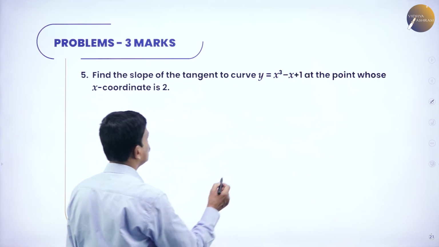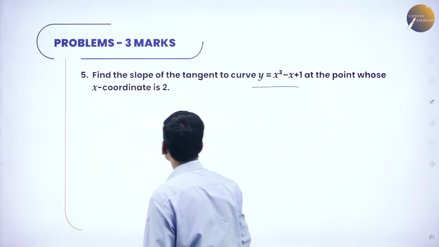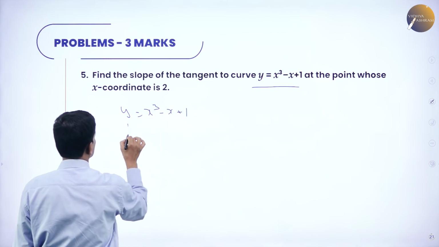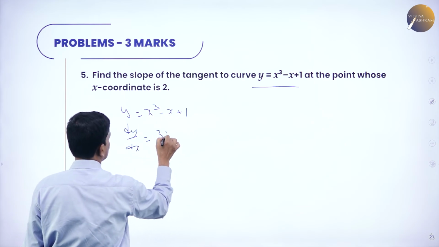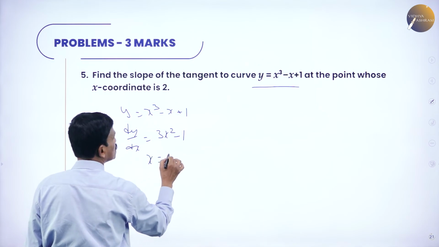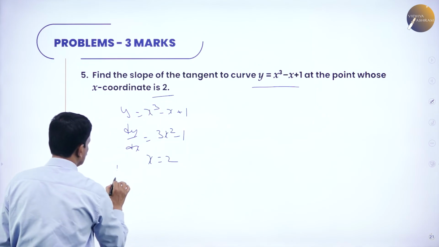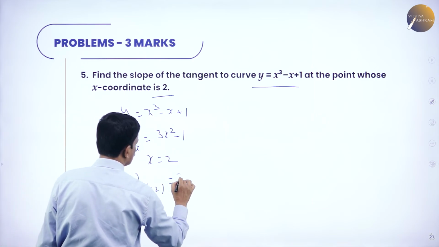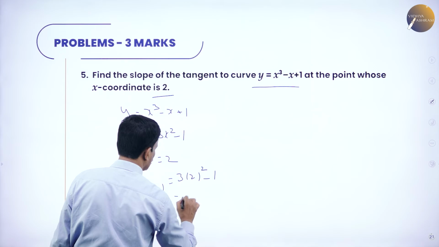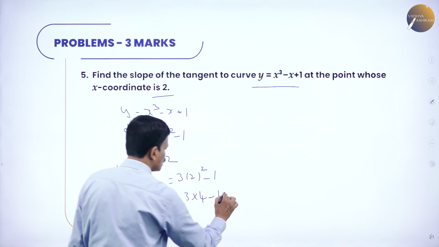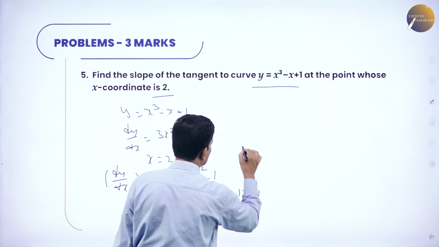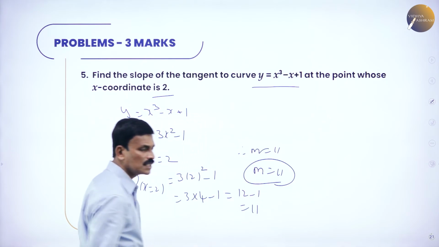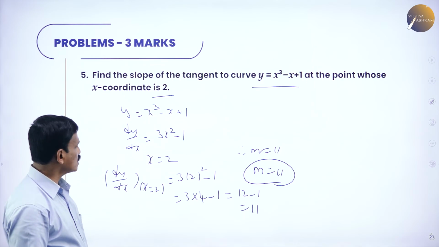Now let us come to the next problem. Find the slope of tangent to the curve at the point whose x coordinate is 2. Now what is given? y is equal to x cube minus x plus 1. Differentiating with respect to x, 3x square minus 1. Now put x is equal to 2. That's it. So dy by dx at x is equal to 2 is 3 into 2 square minus 1. 3 into 4 minus 1. 12 minus 1, that's equal to 11. So therefore, the slope of the tangent m is equal to 11. That's it. Okay, very simple. Now let us come to the next.